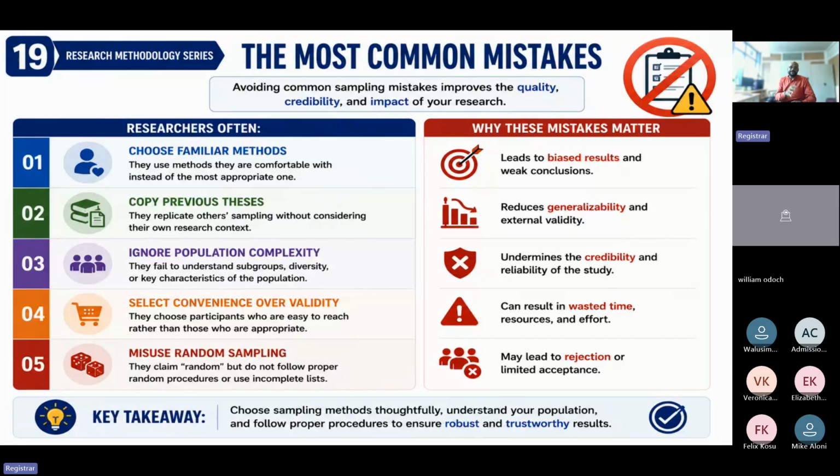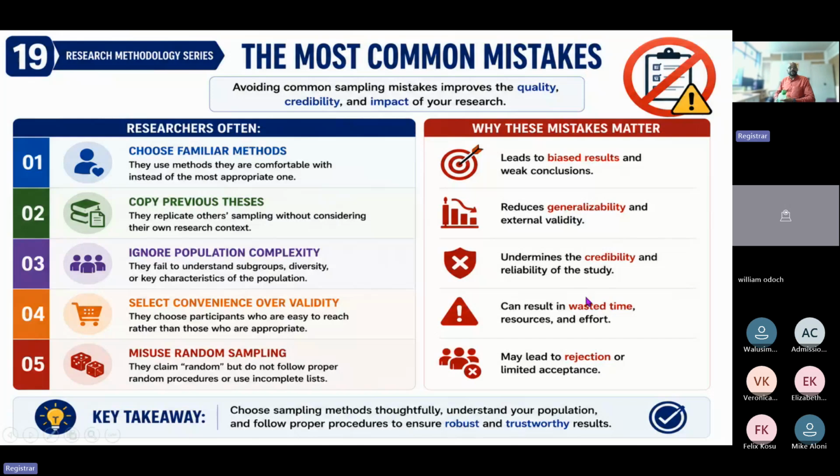Then you copy from previous researchers, copy previous theses. They have used that one, so my study is better, so I can use the same thing. There is no problem in using it, but you should really know whether that research and your research are equivalent. Do they have the same research objectives? Are they aiming in the same direction? You have to make sure. Then ignoring population complexity. This is more important. You have to really understand your population, not sitting at your office saying, okay, let me do this. No.